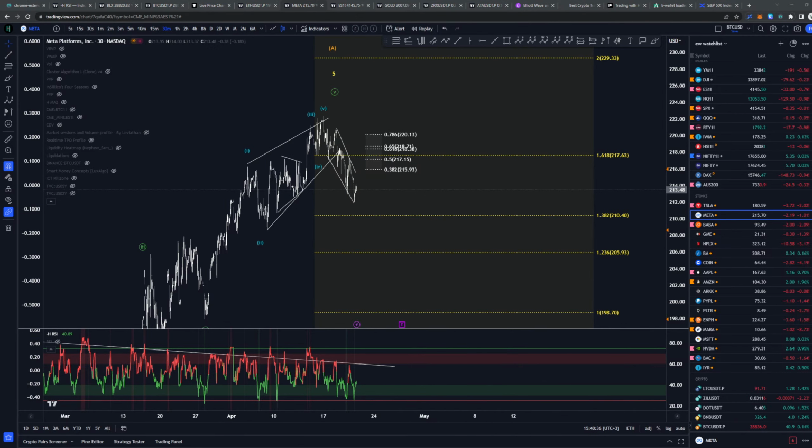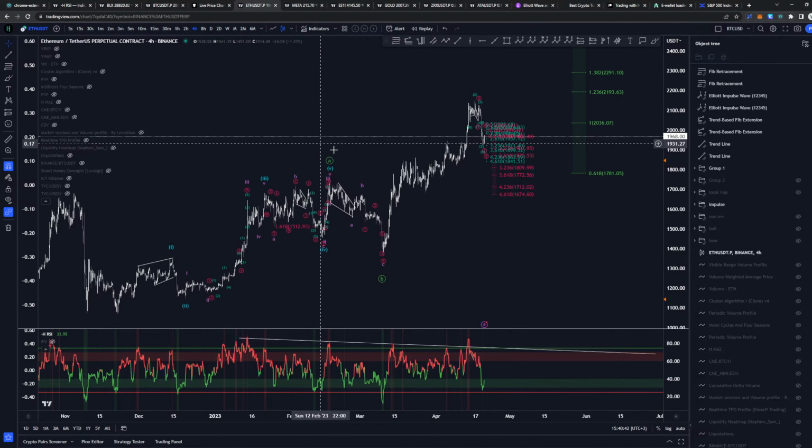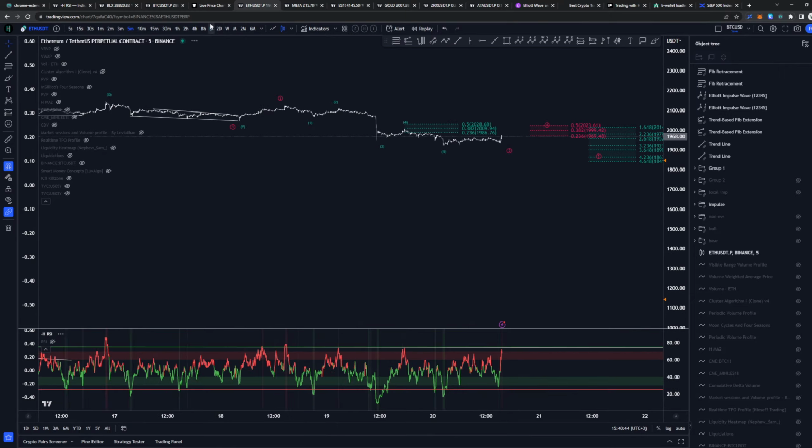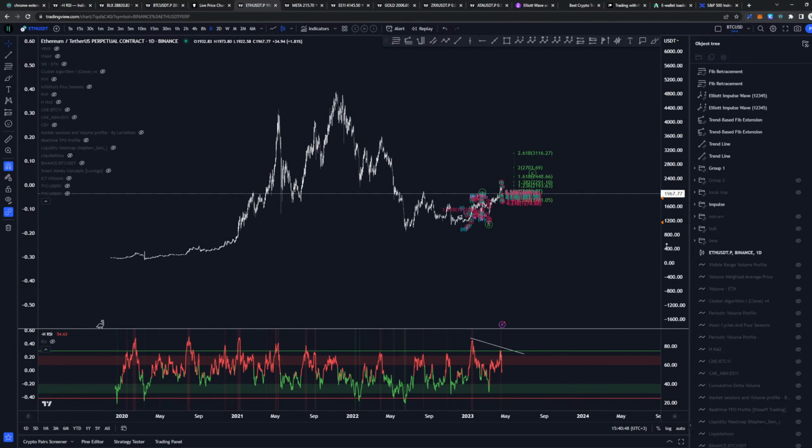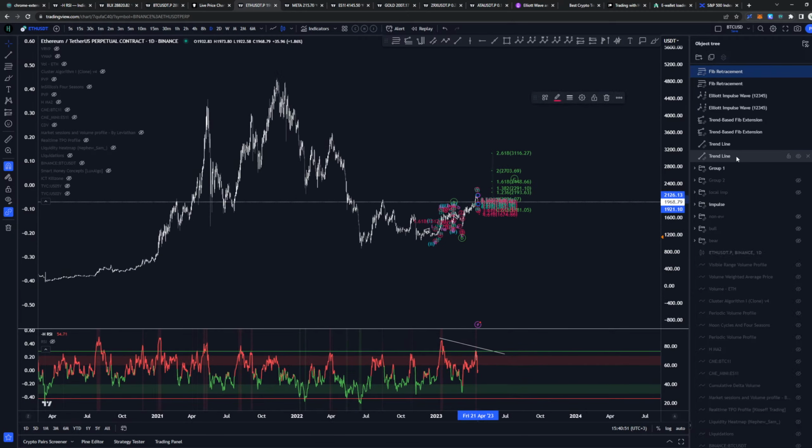Then we had Bitcoin, ETH. Let's take a look at ETH. See what time is it. Okay, got still plenty of time. ETH macro was the request. Well, let's get rid of all this.